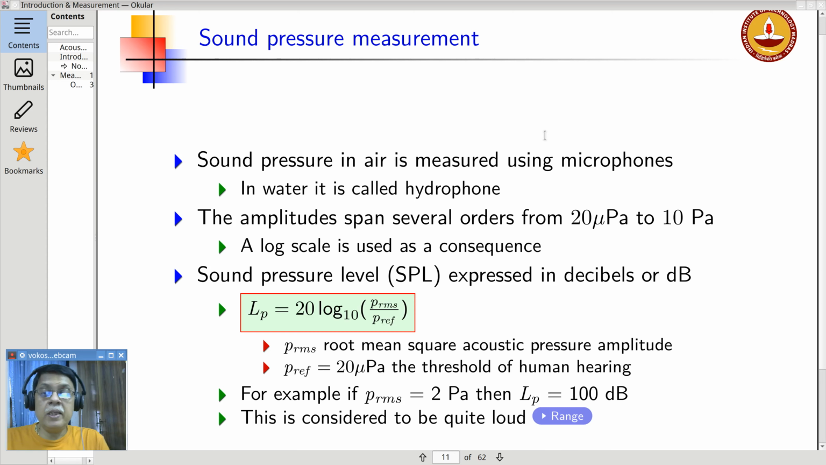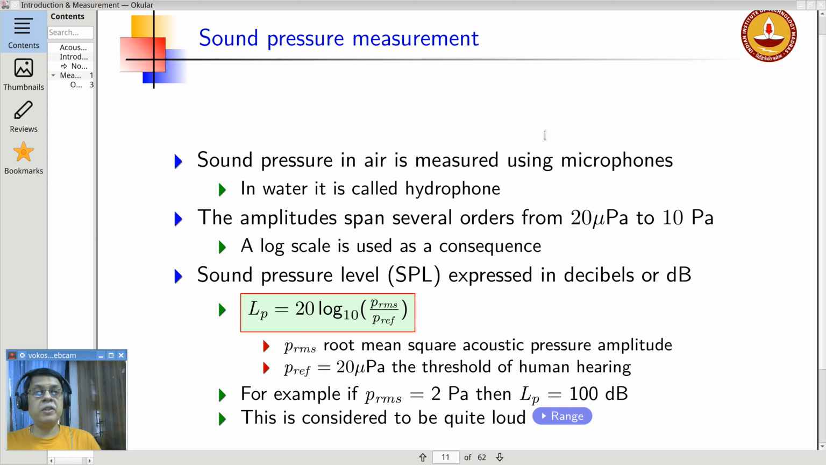The LP or sound pressure level is defined as 20 times log 10 PRMS by P reference. The PRMS is basically the root mean square acoustic pressure amplitude. So if you had a sine wave, for example, that goes from say minus 1 to 1, then the peak amplitude is 1, peak to peak will be 2, and RMS essentially in this case will be 1.4, which is root 2. So the reference sound pressure level is 20 micropascals, which is the threshold of human hearing.